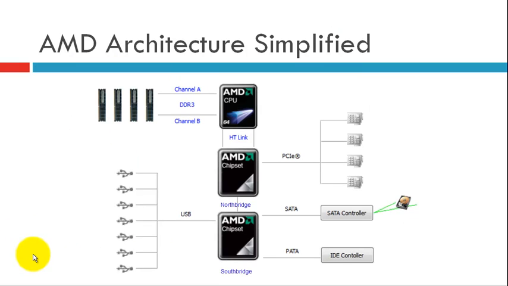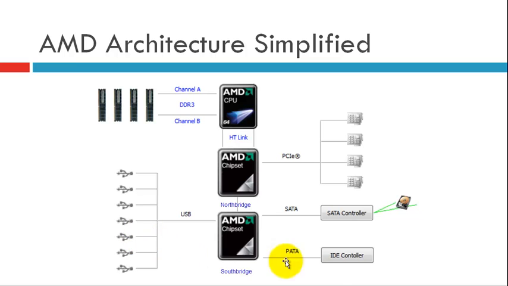Just real quick, this is a simplified picture of the AMD architecture. Processor has two channels which talk to the DDR3 memory. Hyper transport link talks to the North Bridge. The North Bridge can talk to the PCI Express buses. The North Bridge has a bus where it talks to the South Bridge, and the South Bridge talks to all the slower I/O devices like the hard drives, the USB, FireWire, keyboard, legacy COM port, floppy, etc., etc.